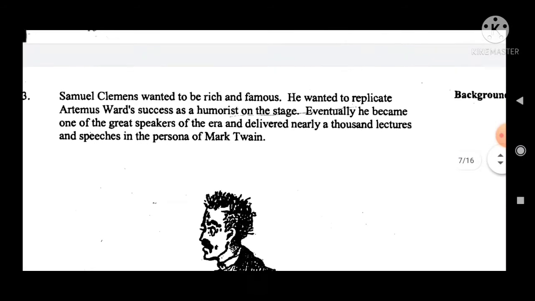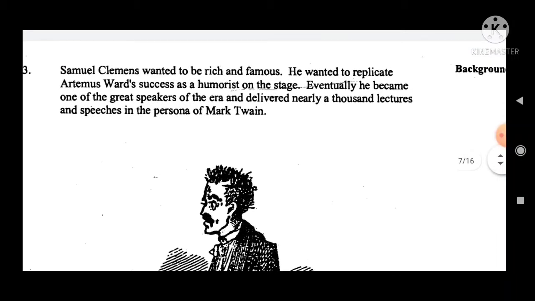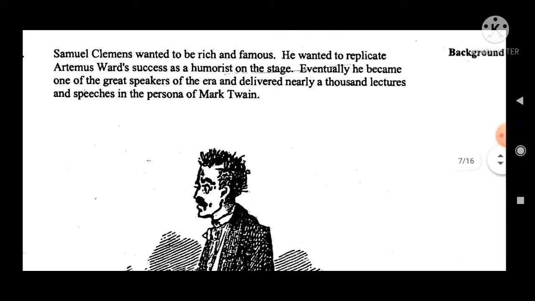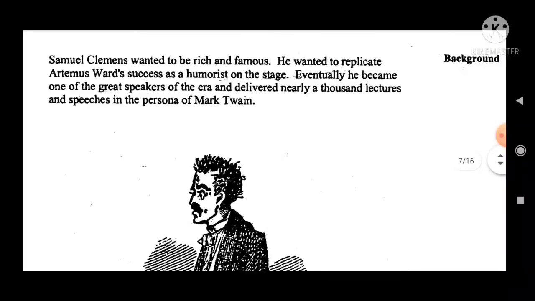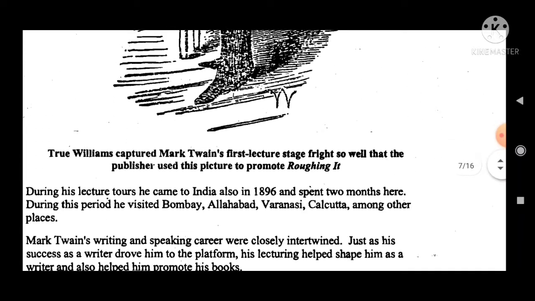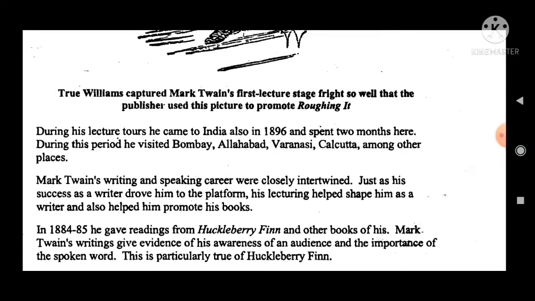Samuel Clemens wanted to be rich and famous. He wanted to replicate Artemus Ward's success as a humorist on the stage. Eventually, he became one of the great speakers of the era and delivered nearly 1,000 lectures and speeches in the persona of Mark Twain. Then, True Williams captured Mark Twain's first lecture stage fright so well that the publisher used these pictures to promote Roughing It.